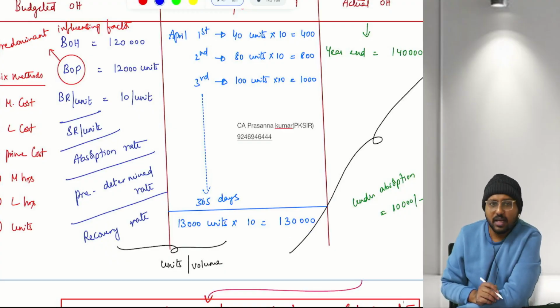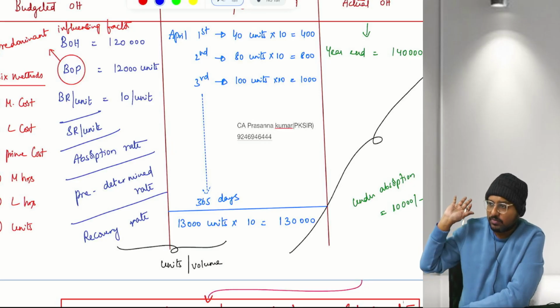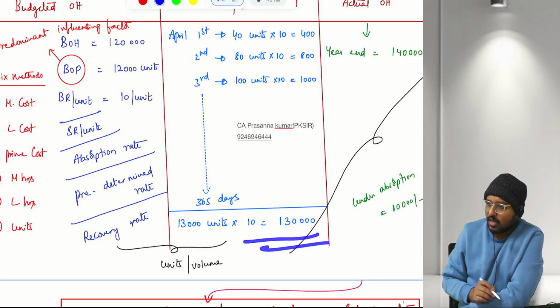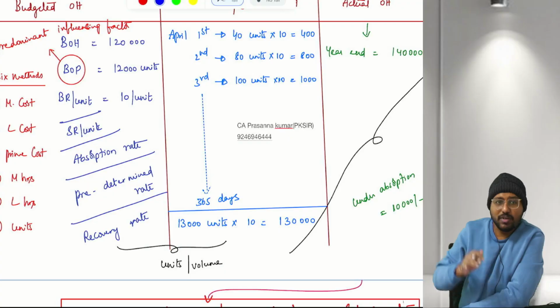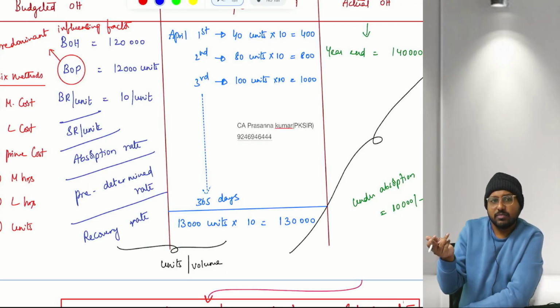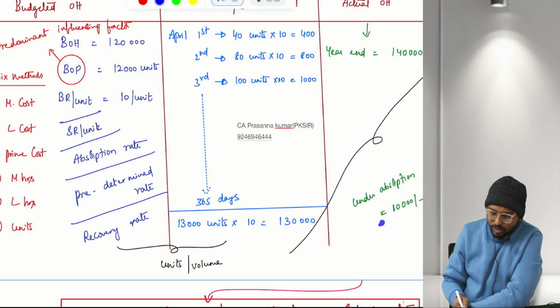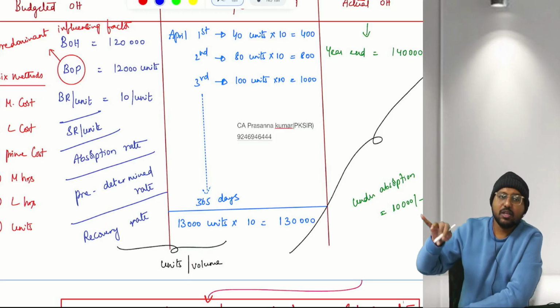You got it? So under absorption of how much? 10,000. Now, because you have under absorbed 10,000, which means you have under debited 10,000, it would have increased your profit or reduced your profit? This is an expense. You should have debited 1,40,000, but you have debited only 1,30,000, which means your profit would have got increased. Correct profit or wrong profit? To correct it, what do I have to do? Decrease that profit. Your profit should be reduced by 10,000 to correct it.